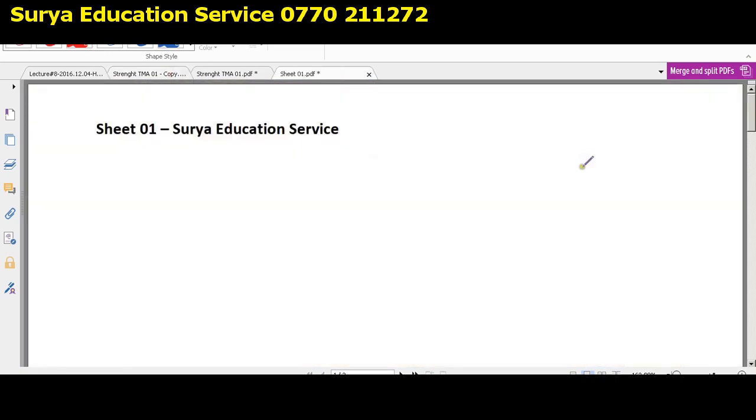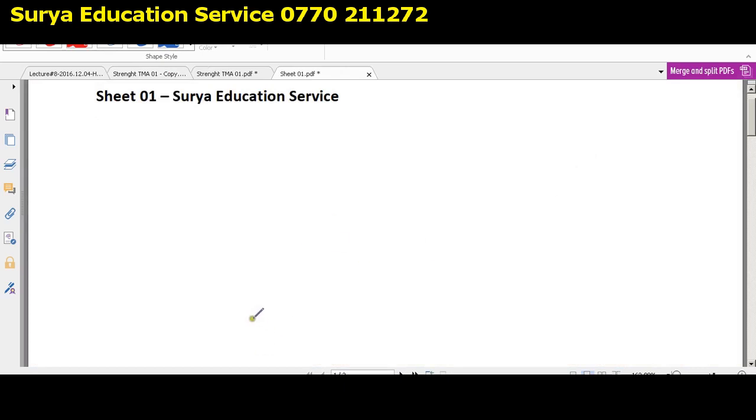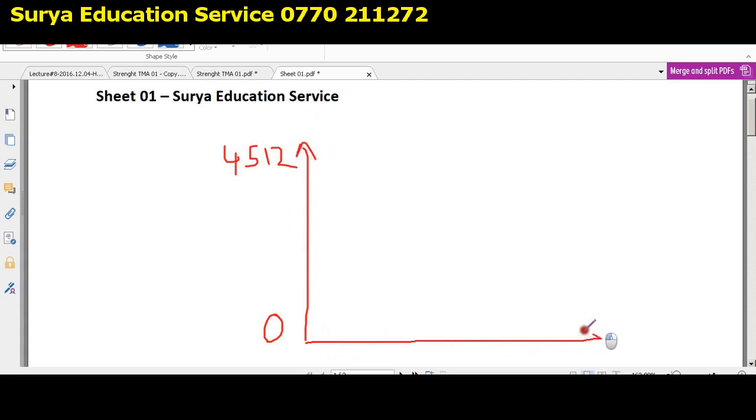So now I will go back to my sheet. We know that one value is 0 and the other value is 4512. This is the bending moment axis and this is the distance axis. Now you know these 2 points, one is here and the other one is there. Let's say like that. And this distance is, say, 6. This is 0 and this is 6.